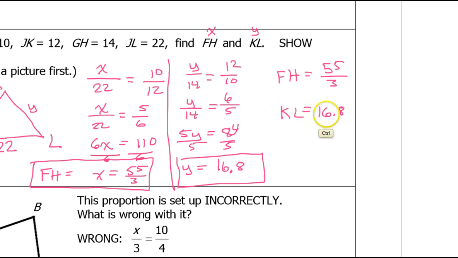I'm allowed to write this as a decimal because it's a short decimal. It doesn't go off the calculator screen. I don't have to round it. FH, I had to write it as a fraction because the decimal went off the calculator screen.